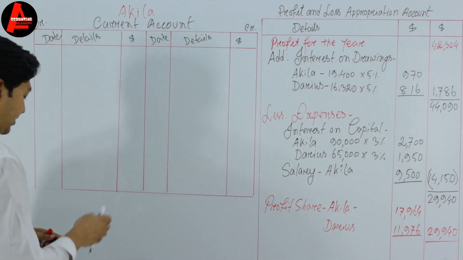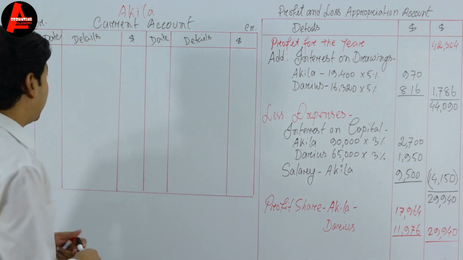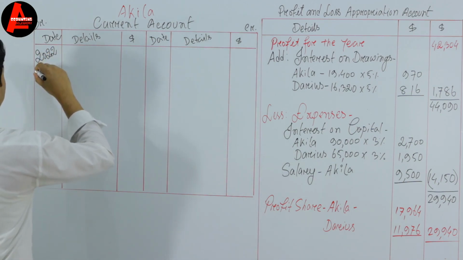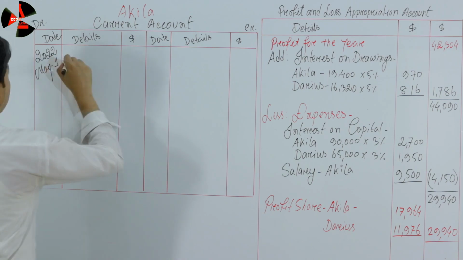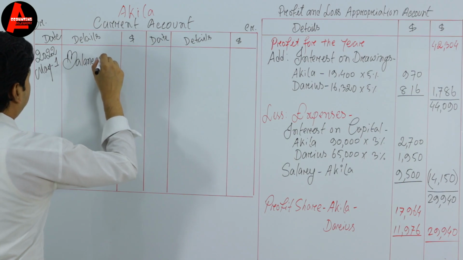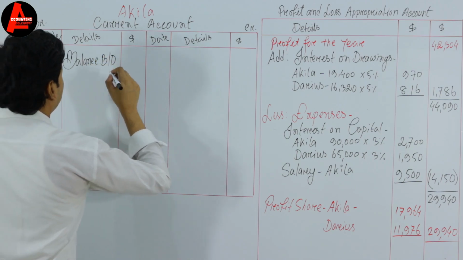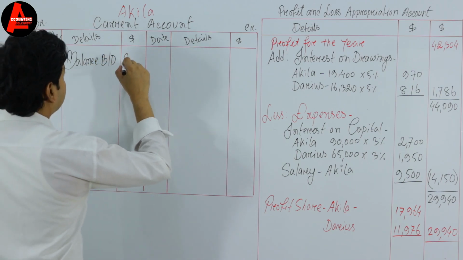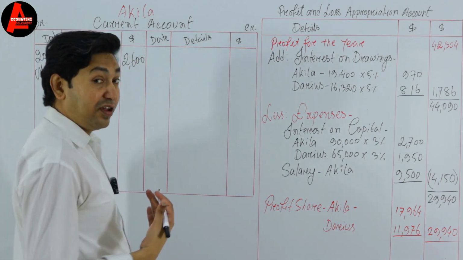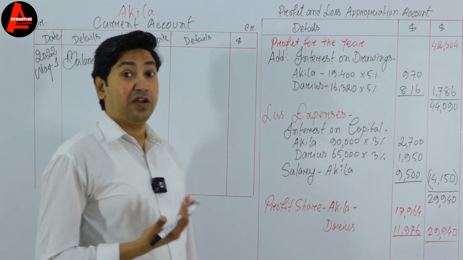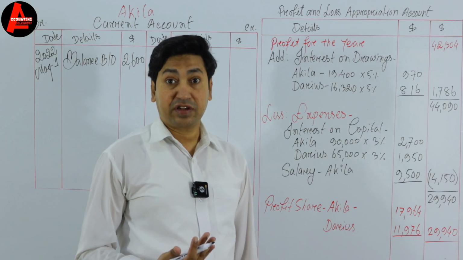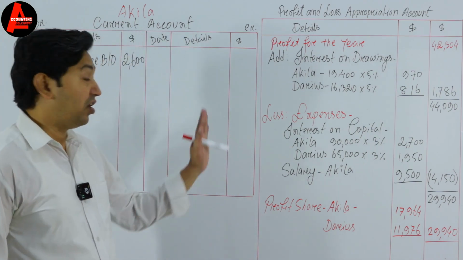We will come to the debit side and write the date first. It is 2022 May 1st. We will write here balance b/d, which stands for brought down. The amount is $2,600. Great. Then I said we will write drawings and interest on drawings on the debit side, and interest on capital, salary and profit share on the credit side.